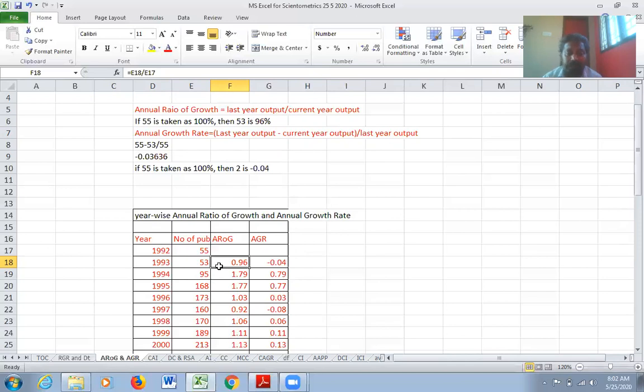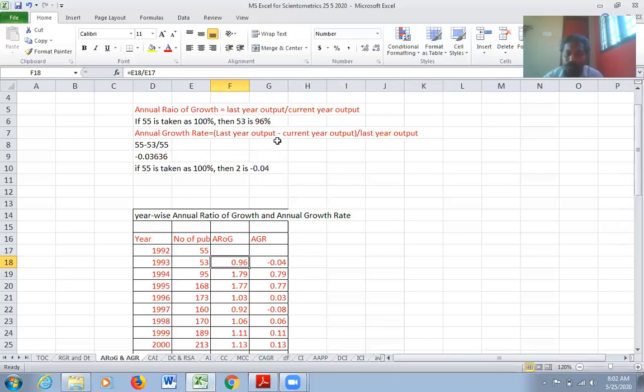It says that the annual ratio of growth is 0.96. It means that if you take 55 as 100, what about 53? It's only 96%. So last year you had 55 articles, that was equal to 100%. This year you are able to get only 53 articles, so the annual ratio of growth is only 0.96. That is 1:0.96. That is the annual ratio of growth between last year and the current year. Fine, good. Now, what is annual growth rate?